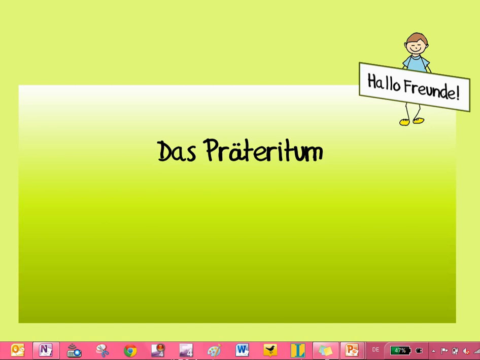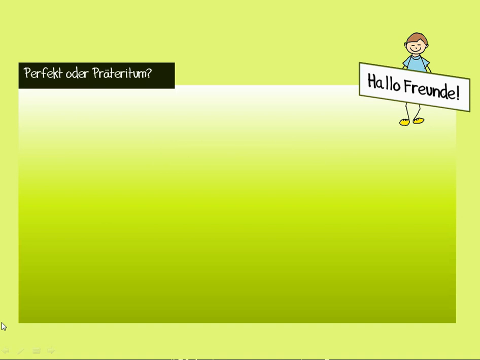Today we are going to talk about the preterite. I've already talked a little bit about the preterite in our last chapter. We said that the preterite was most always used with haben, sein, and modal verbs. Today we're going to expand this use a little bit. Let's take a look. When will we choose the Perfekt and when will we choose the Präteritum?